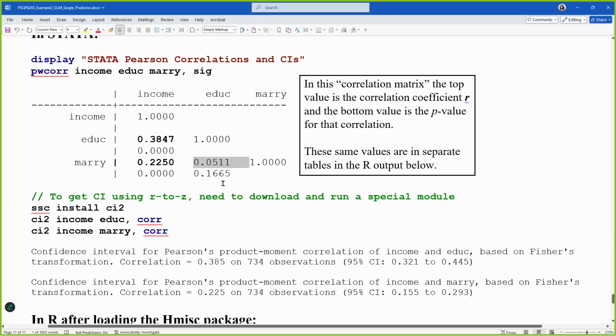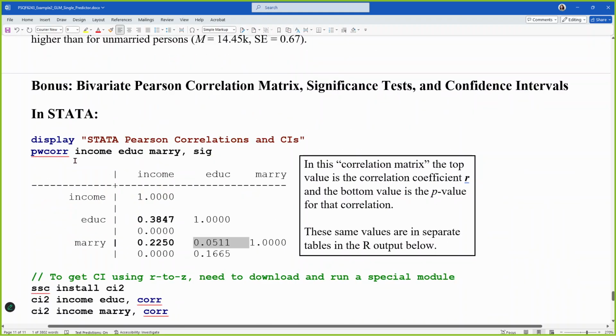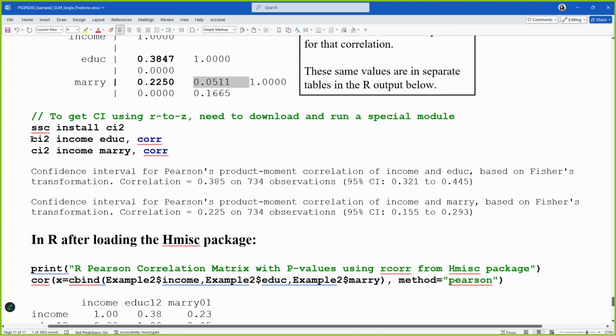And so these two predictors are not very well related. I asked for confidence intervals, so you can get that. That is an add-on in Stata called ci2 that I found to do that.